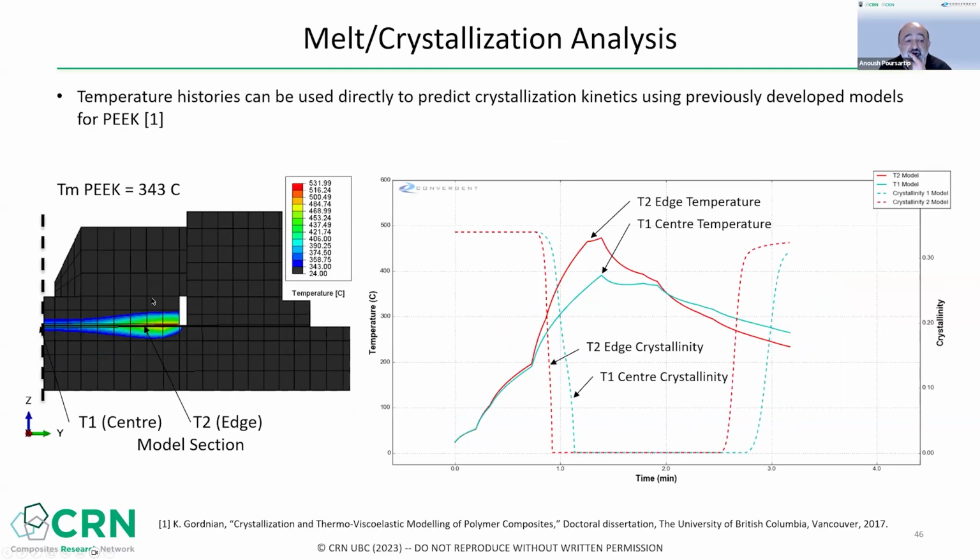And that's what you see here. We took the temperature predictions, and then we ran it through the Compro material models to predict the melt and then the crystallization. And here you're seeing just 2 points at a random position for the edge and the center. The edge melts first, crystallizes first, because it's ahead in its temperature profile. The center melts later, crystallizes later.